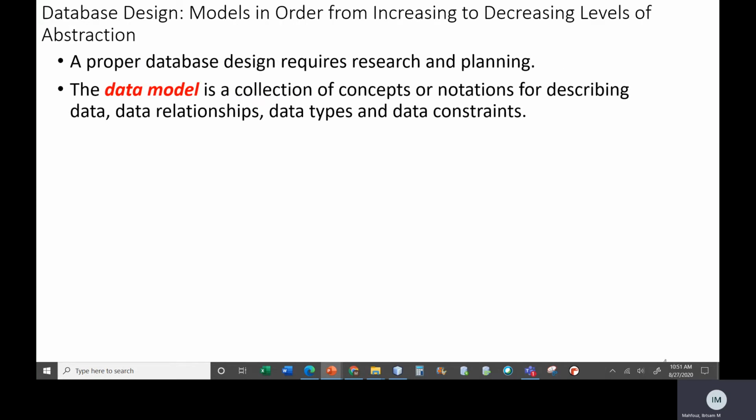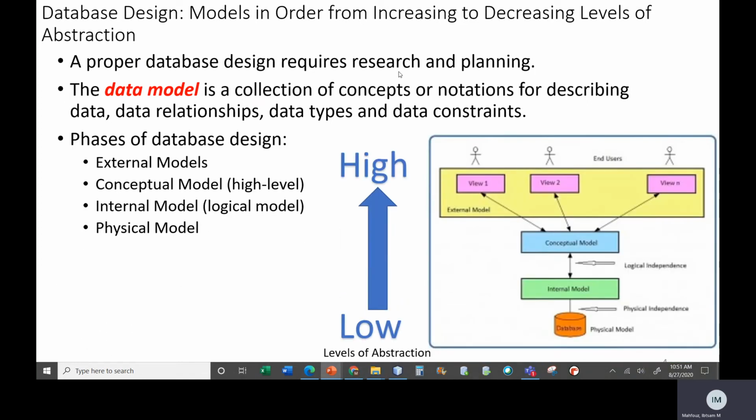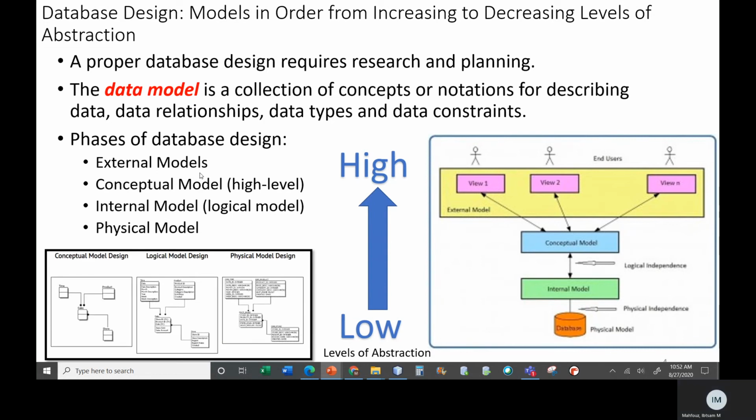And so when you're doing this database design, there are different levels of planning, and we are going to have to come up with different data models. When we say data model, it's basically a bunch of concepts and notations for describing the data. So what we usually do is we draw pictures. There are going to be different data models that we're going to be talking about. We start with the external model, and then we move on to the conceptual, internal, and then physical.